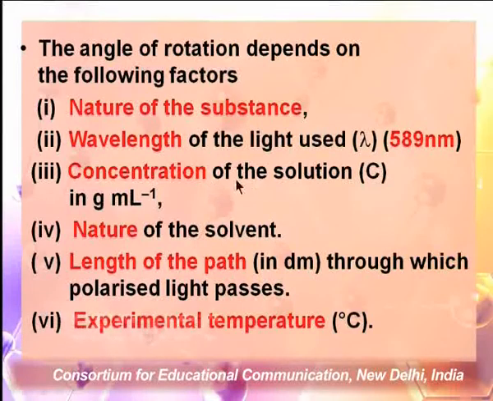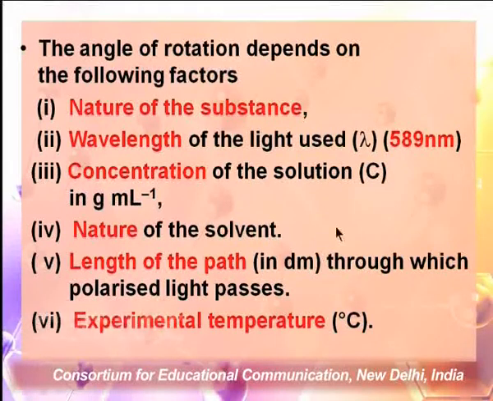So what should the nature of the solvent be? The solvent should be inert, that is, it should not react with the molecule, and second, it should itself not show optical activity, that is, it should not react with plane polarized light. If it does show it, it will affect the overall angle of rotation of the plane polarized light. So we have to keep an inert solvent here. Then the length of the path, that is, the length of the tube, will also make a difference.